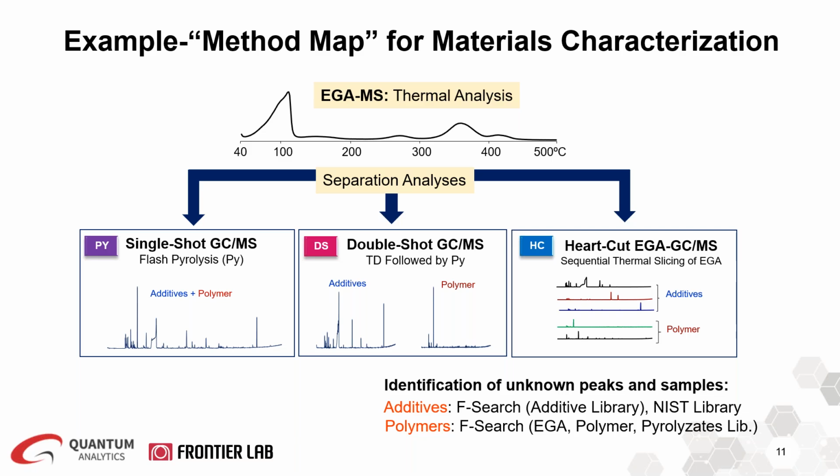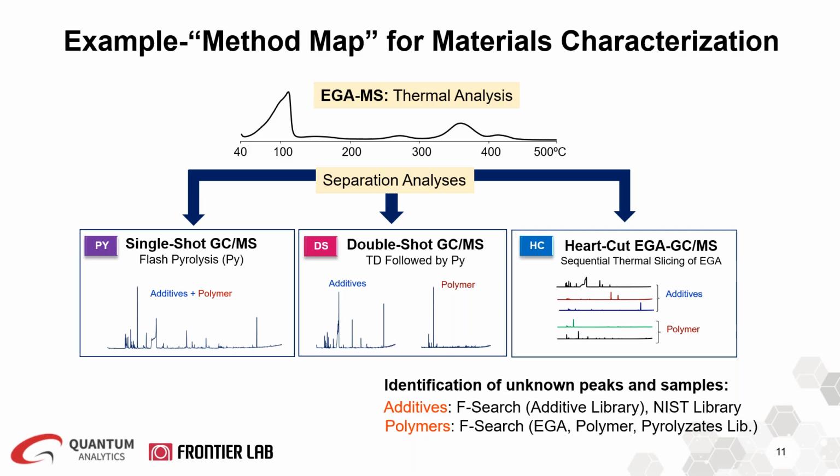And you obtain one pyrogram that indicates all the features of the sample. So in this specific example, all the compounds from those 5 peaks of your EGA, all the additives, all the breakdown of your polymer will show up in your pyrogram of a flash pyrolysis, or we also call it a single shot.